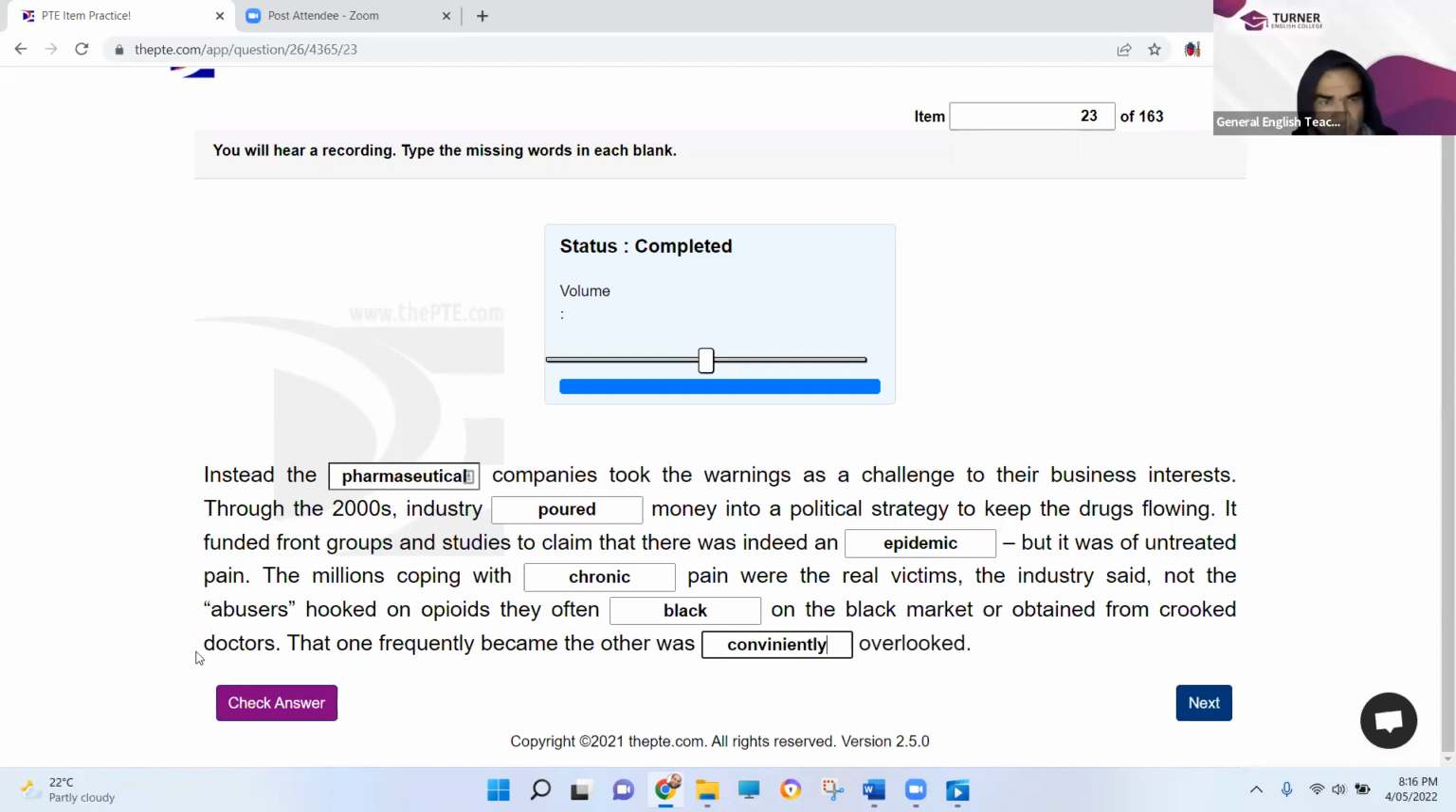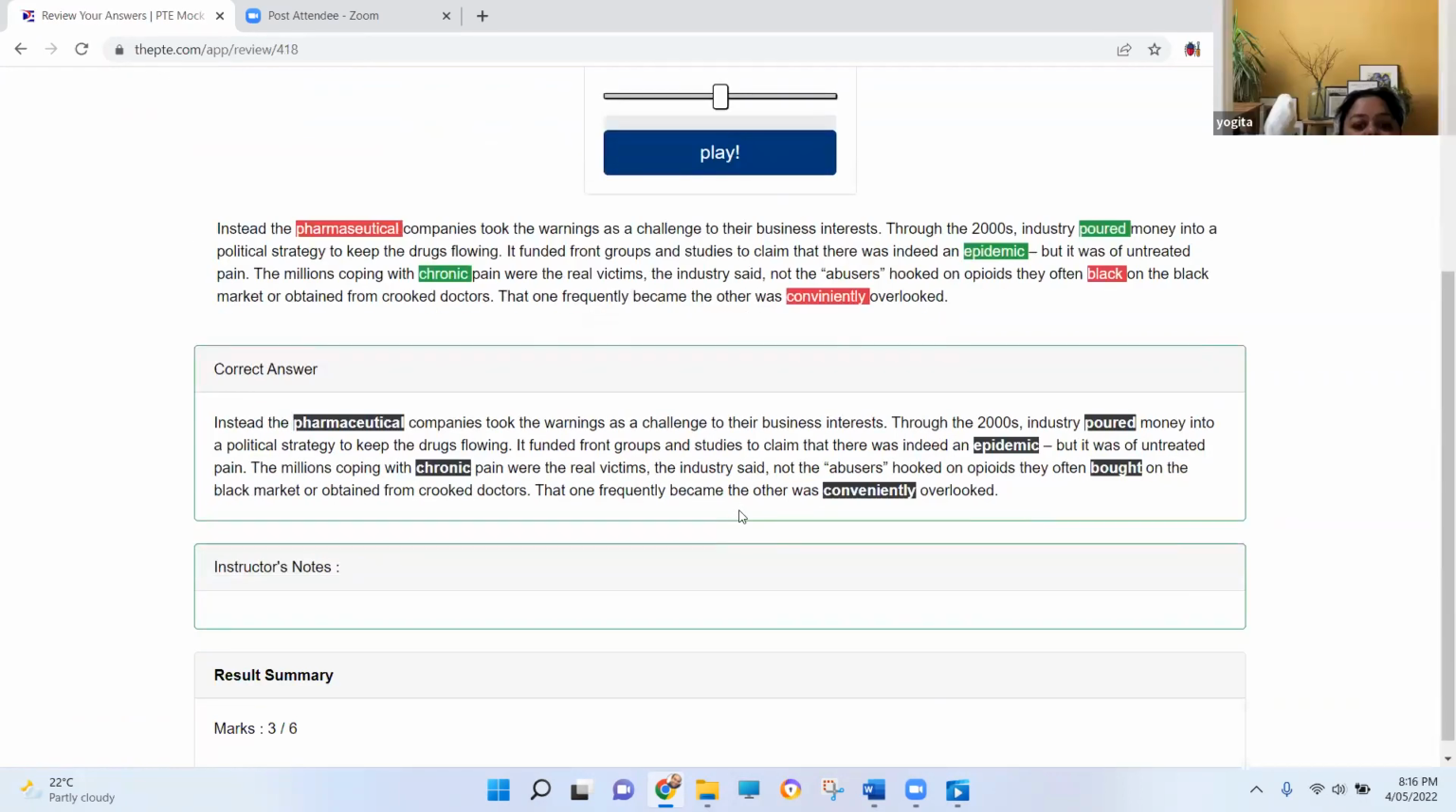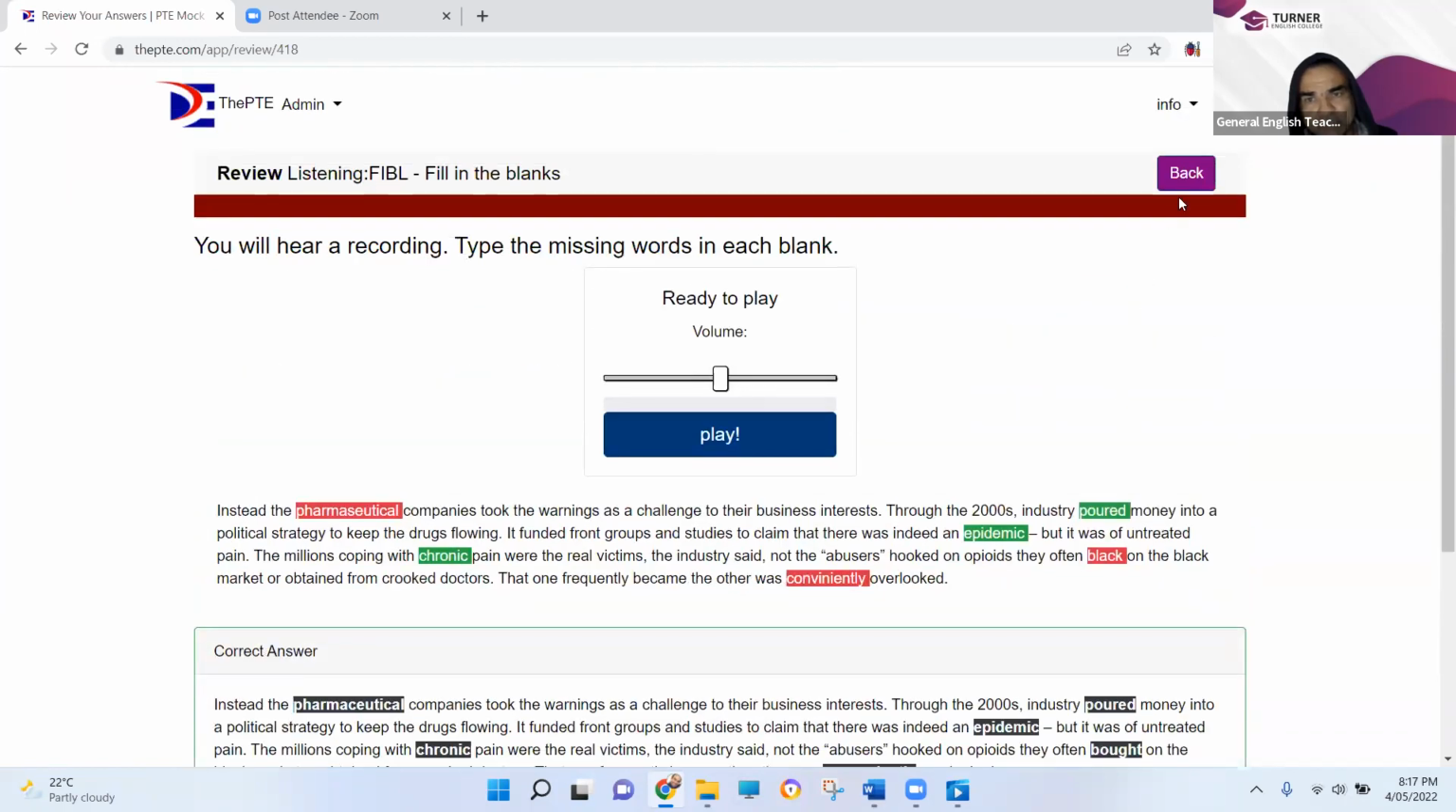All right, let's check. Okay, so pharmaceutical. Yeah, poured, with a C. I said C. That was C. Yes, my mistake. That was my bad. And chronic, very good. Conveniently, epidemic. Poured. Very good. Okay. Very good. All right. Next one.